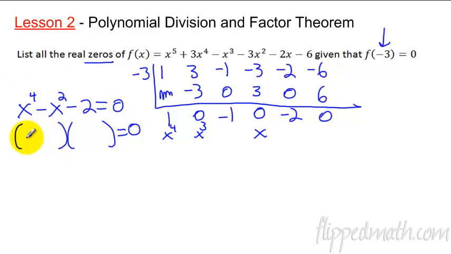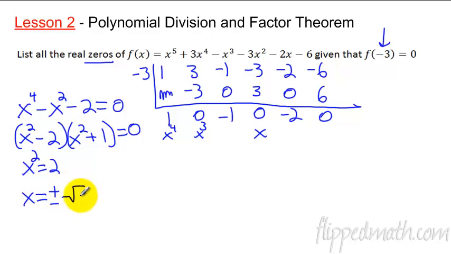equals 0. We're going to have an x squared term at the beginning of each parentheses, each factor, and multiply to negative 2, add to negative 1. That's a minus 2 and a positive 1. So what are the zeros? We just keep solving. So set this equal to 0 and solve. We'll get x squared equals 2, or x equals plus or minus the square root of 2.